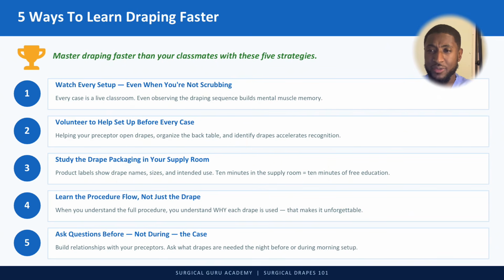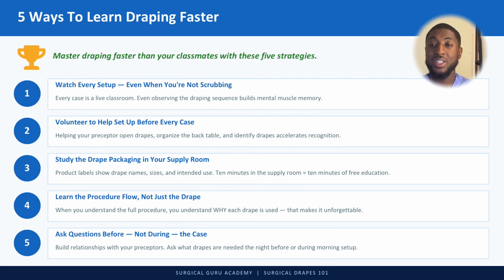Number 1, watch every setup, even when you're not scrubbing. Every case is a live classroom, so you can go to other rooms. If you're not scrubbing, it's still a good opportunity for you to watch and observe the draping sequence that will build mental muscle memory, and you will be able to do it when you are on your own.